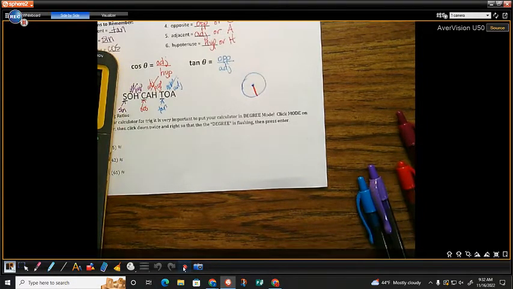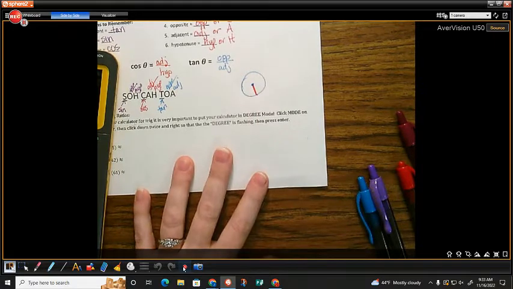Now, pop quiz. How big is a degree in math? It's 1/360th of a circle. If you take a circle and cut it into 360 little pieces with slices, it would be one out of that. So are they fat or thin? They're thin. They're really thin, because 360 of them will fit in a circle.